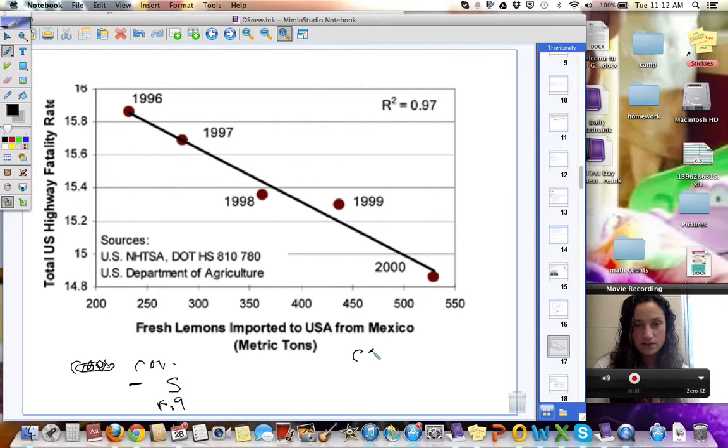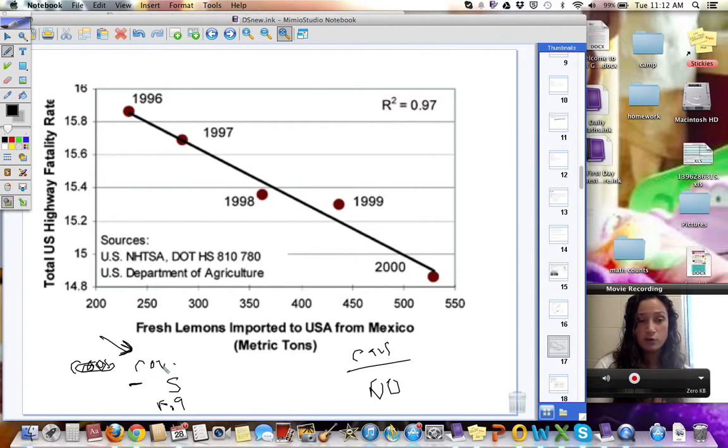Now causation. Does the amount of lemons imported to the United States from Mexico cause the U.S. highway fatality rate? No, on this one, there is no causation whatsoever. This has nothing to do with this. There could be a million reasons for U.S. highway fatalities, rain, snow. It has nothing to do with the lemons. So for this one, clearly there is no causation, but there is still a correlation. So you can still have correlation and not have causation.